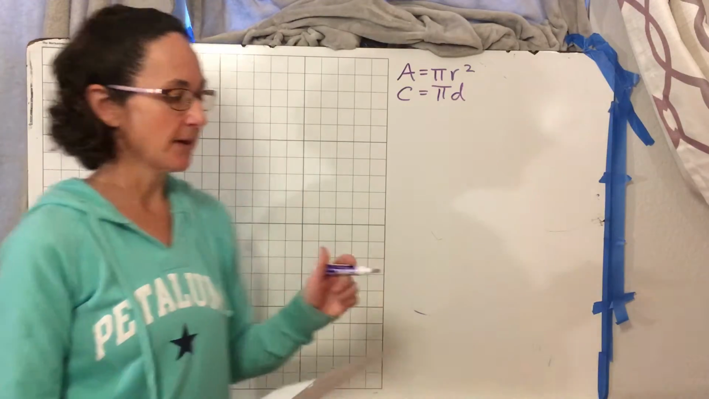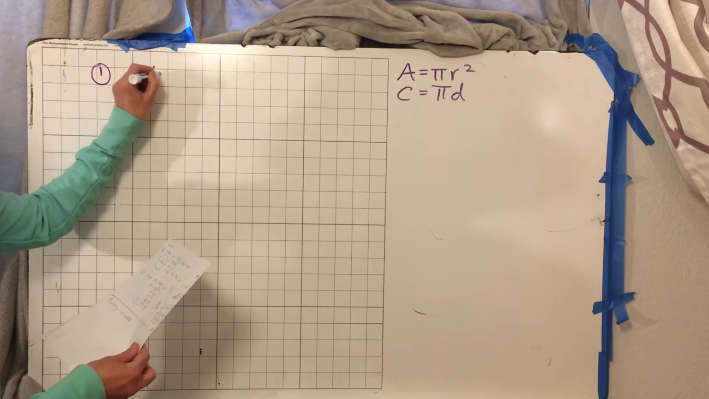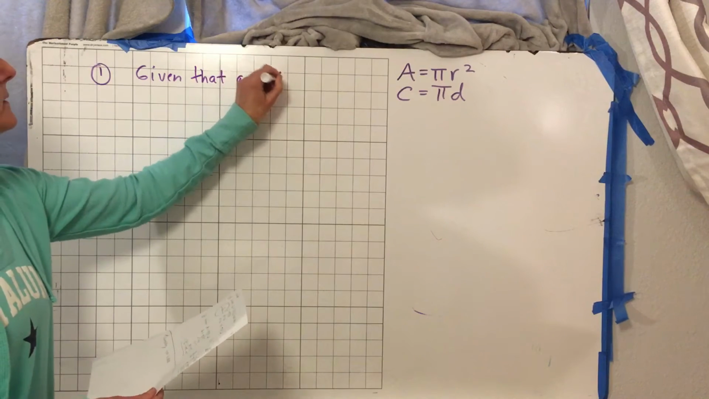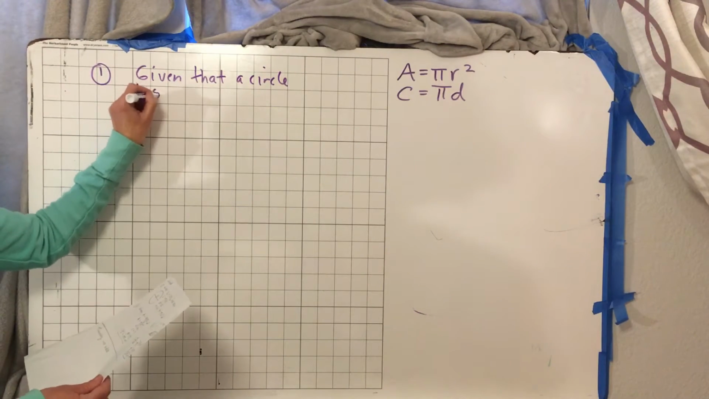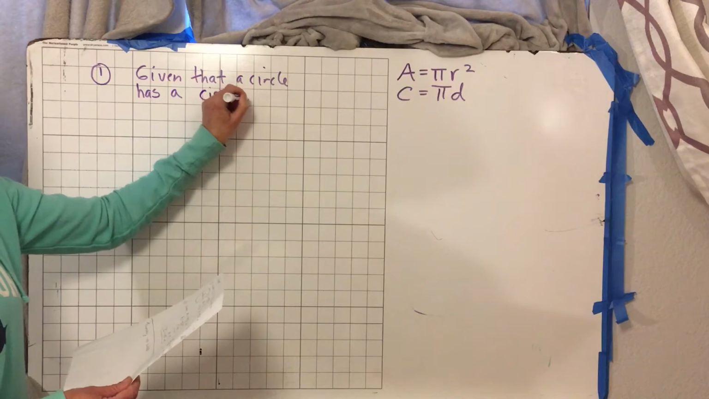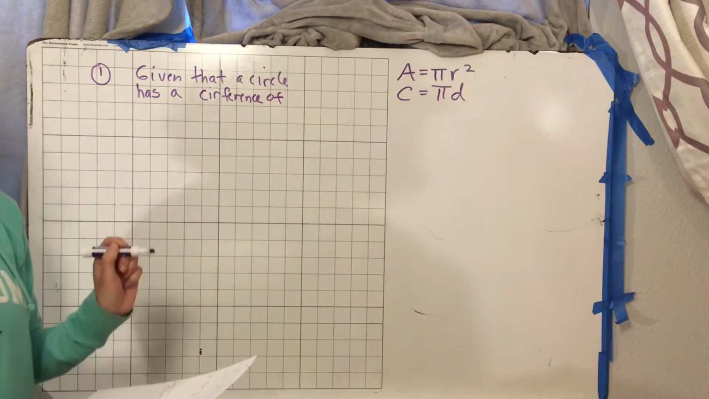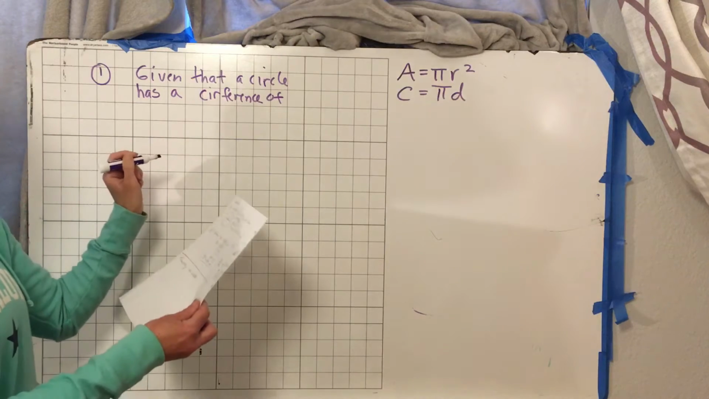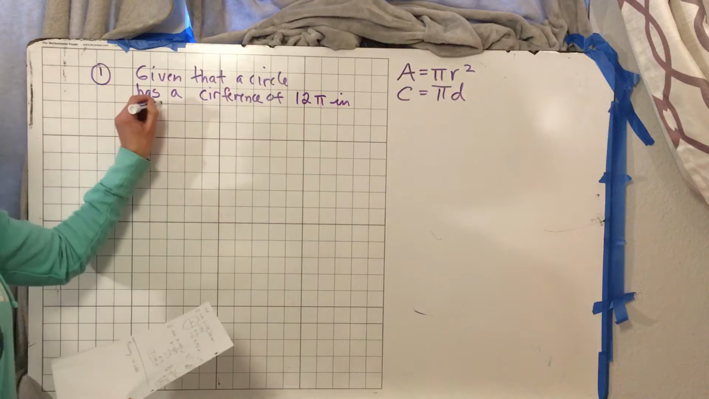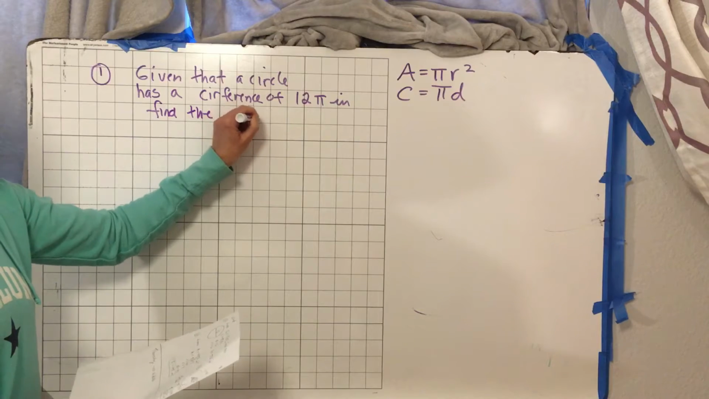Okay. So our first problem: given that a circle has a circumference, sorry, I'm trying to write neat, but it's hard. It's fine. It has a circumference of 12 pi inches. Find the area of the circle.